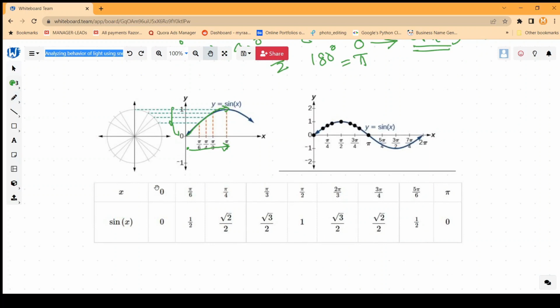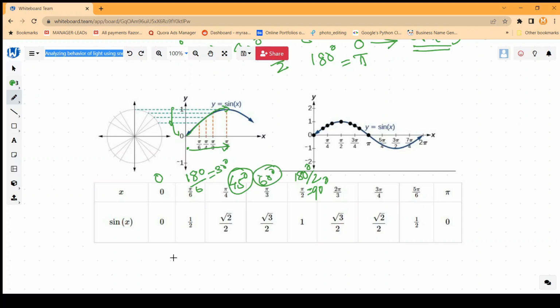So we have, this is 0 degrees, and this is pi by 2, which is 180 by 2, equal to 90 degrees. This is pi by 4, this is 45 degrees. This is 0, this is pi by 6, so 180 divided by 6 is 30 degrees. It's pi by 3, so 180 divided by 3 is 60 degrees.